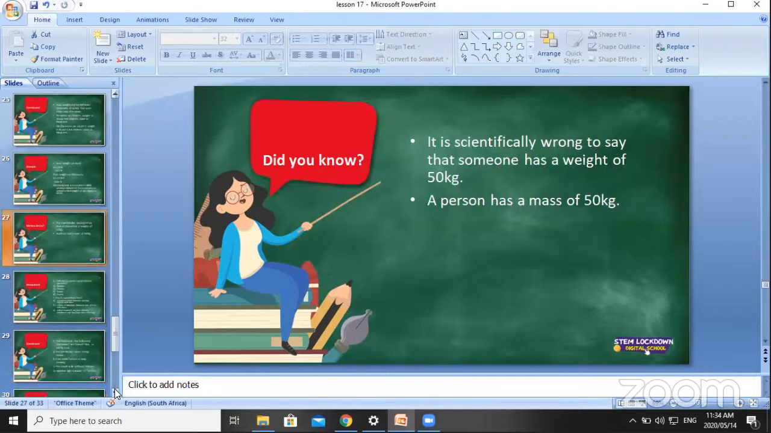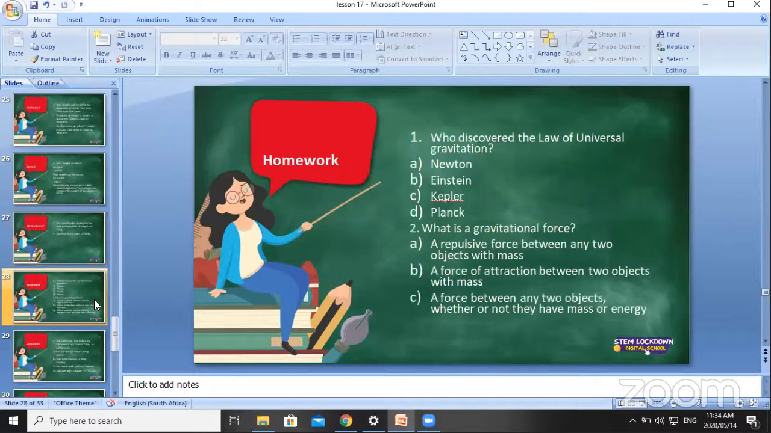Let us look at the homework for today, grade 9s. Please write it down. Here's the homework. Number 1, who discovered the law of universal gravitation? A. Newton, B. Einstein, C. Kepler, or D. Planck?